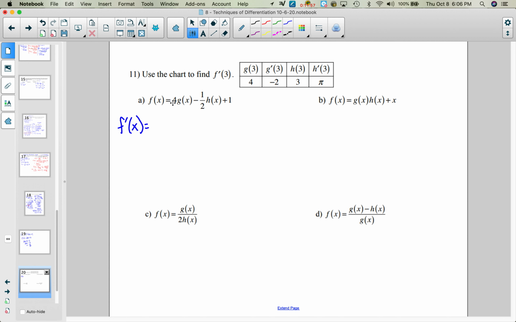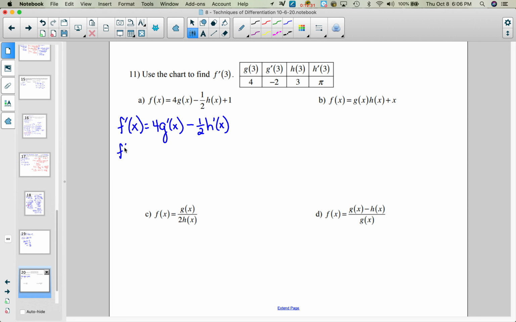But we don't have the actual function, we just have to use the rules. So remember, this is a constant times a function. So if you want to find the derivative of that, if you look back at the rules that we had when we first started talking about derivatives, we would just get 4 times g prime of x. Okay, so the derivative of 4 times g of x is 4 times g prime of x. Okay, then the next part, because remember, derivatives you can add and subtract. So for this next part, we're just going to get 1/2 times h prime of x. And the derivative of a constant for the +1 part is 0, so we just leave that off.